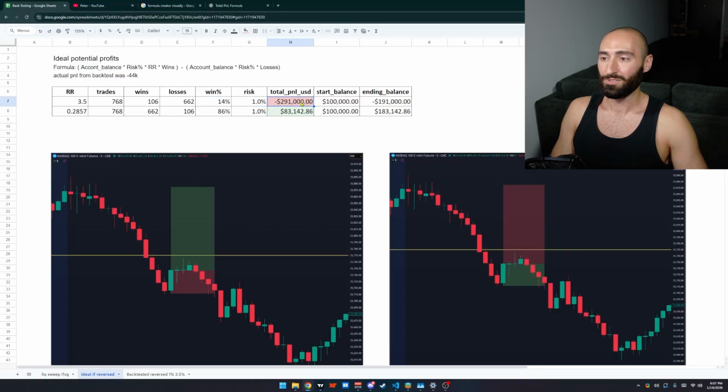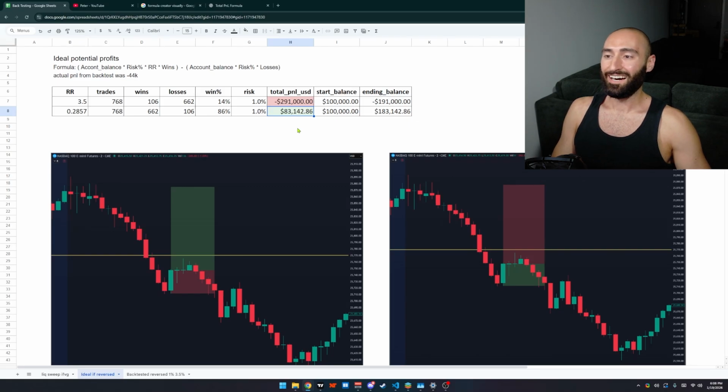Risk 1% per trade. Now, if we flip that, right? So win percent, complete opposite, 86%. But now the RR is also the complete opposite. 1 over 3.5 is 0.28-ish. And you'll gain some money. You'll gain about 83,000. Completely ideal situation, right? The amount of trades and wins here with this win percentage would give you this P&L, okay?